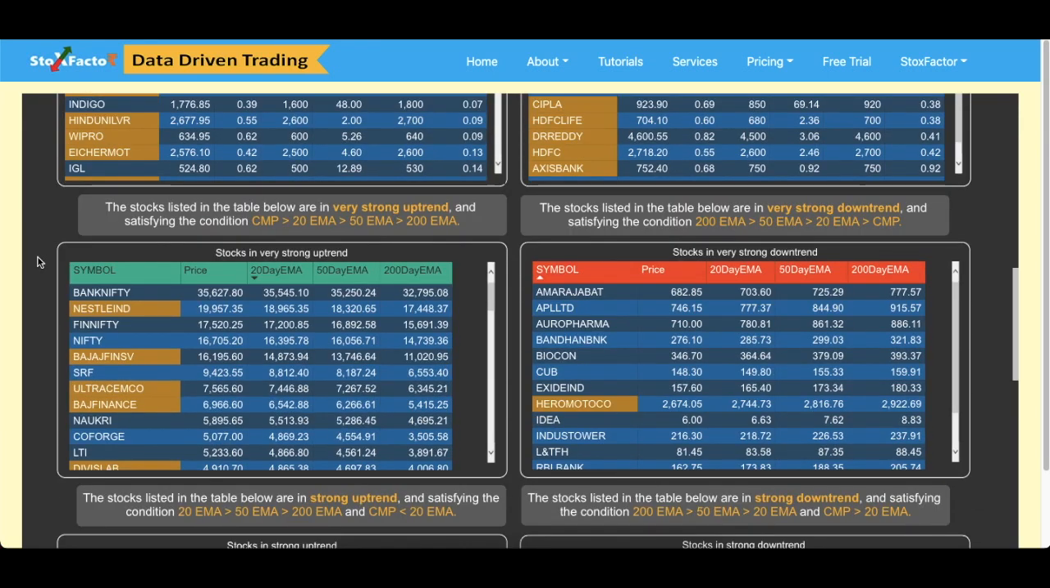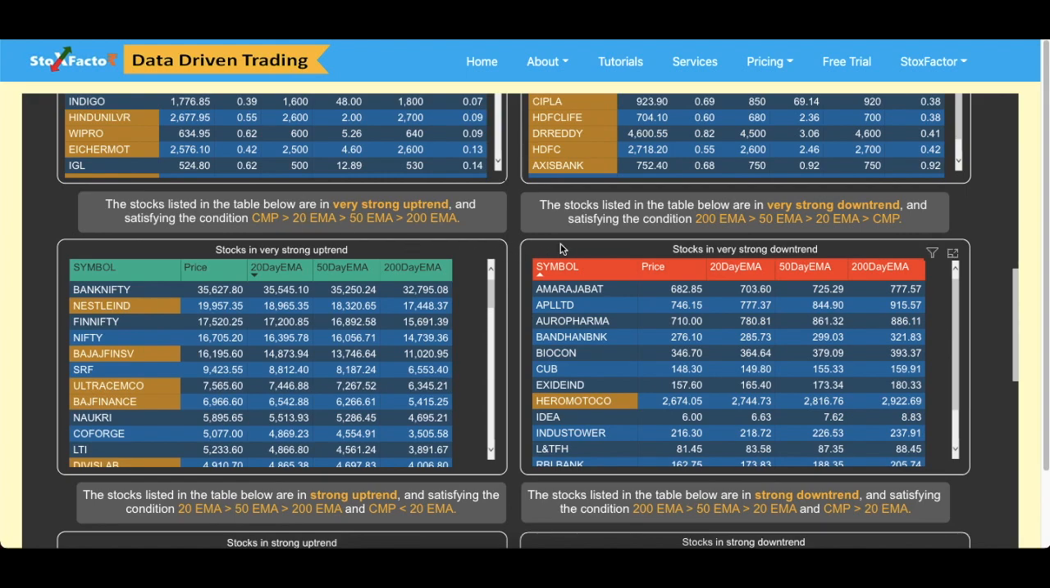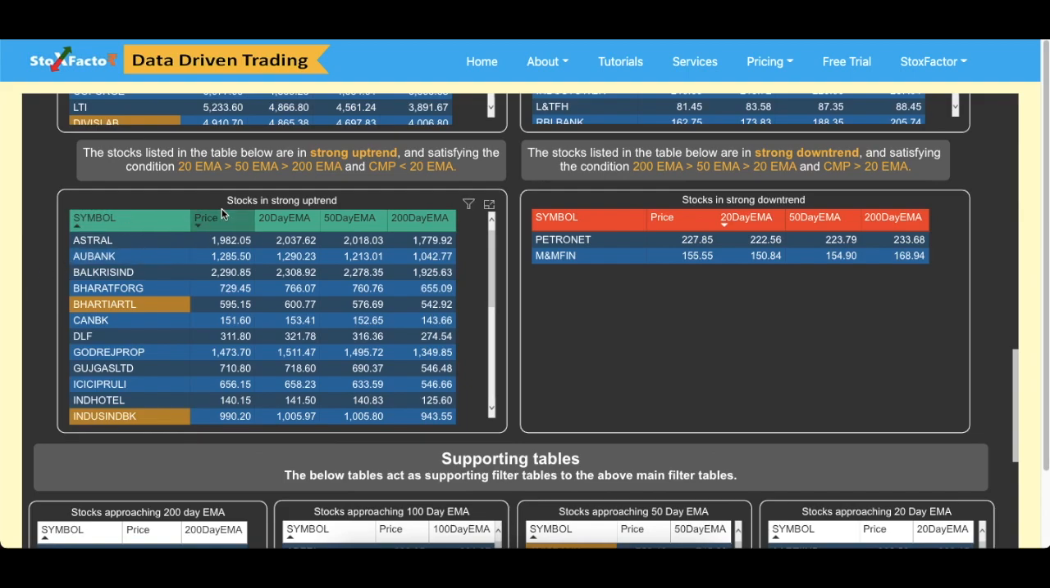Now if we talk about the other tables below, these are the tables which are already existing. You can see that this table gives you all the stocks which are in a very strong uptrend. It means the current market price is above all the moving averages, short term, medium term and long term. And similarly, vice versa, in this table you are seeing all the stocks which are in a very strong downtrend, in which the current market price is below all the moving averages and 200 EMA is above 50 and 50 is above 20. So it means the stock is in a very strong downtrend and these are good candidates for short opportunities.